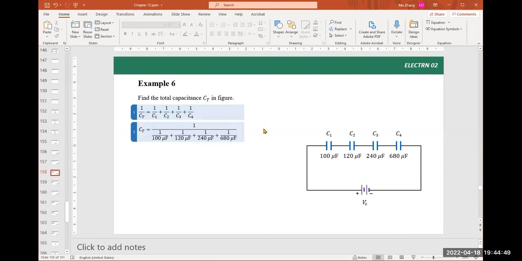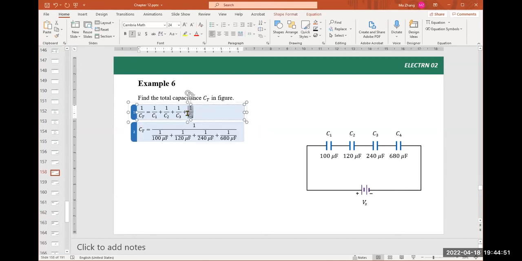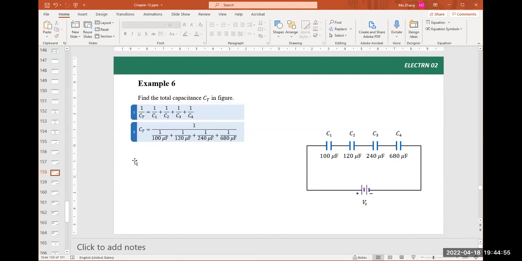But we write down the formula first. And since there are only 4 capacitors, we only need 4 terms. Only 4 terms over here. And now let's plug in numbers. This is just one way to do it. Let me see, do I have a better way?